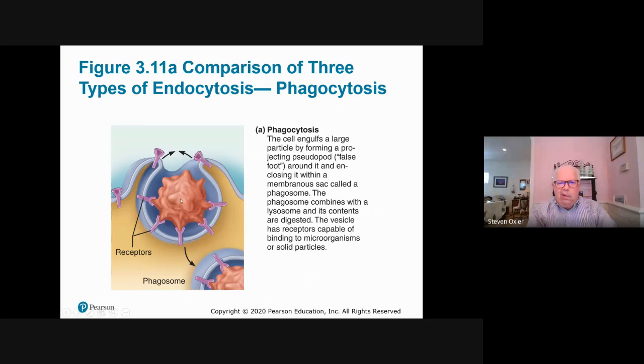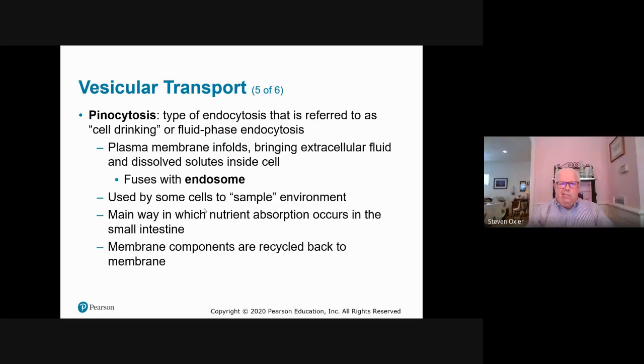Here is your bacteria. Here is phagocytosis. This bag, it's called the phagosome, and it engulfs the bacteria and digests it. Okay? So now we have another type of endocytosis called pinocytosis. Pinocytosis means to drink water.